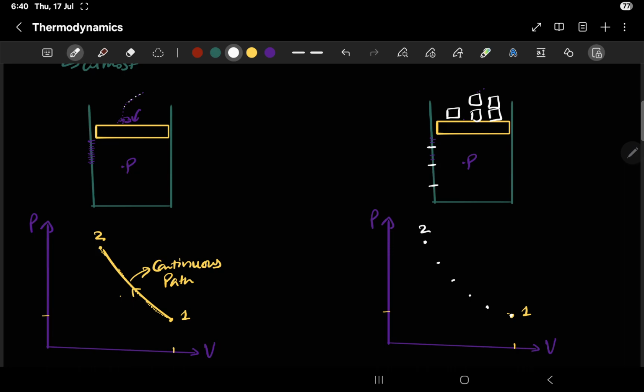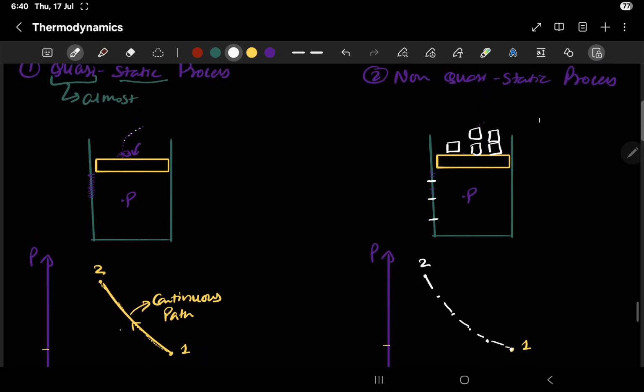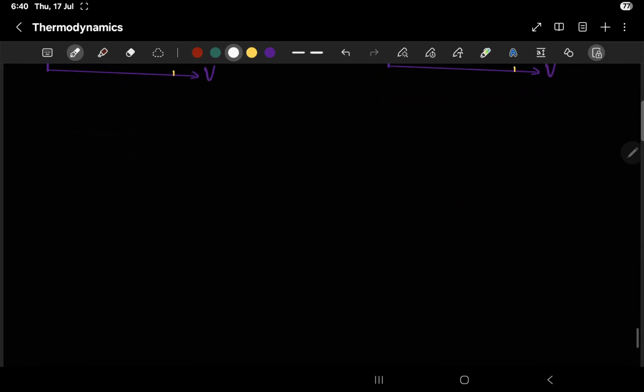Okay, so we can see that this path of the system is not continuous. We can describe it as a dashed line or dashed points. So this path is not continuous, so this kind of process is called a non-quasi-static process. Okay, so next is reversible process and irreversible process.